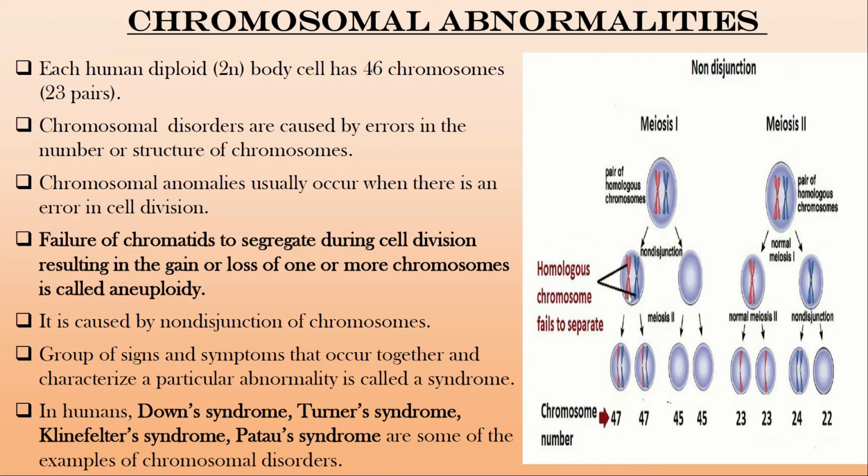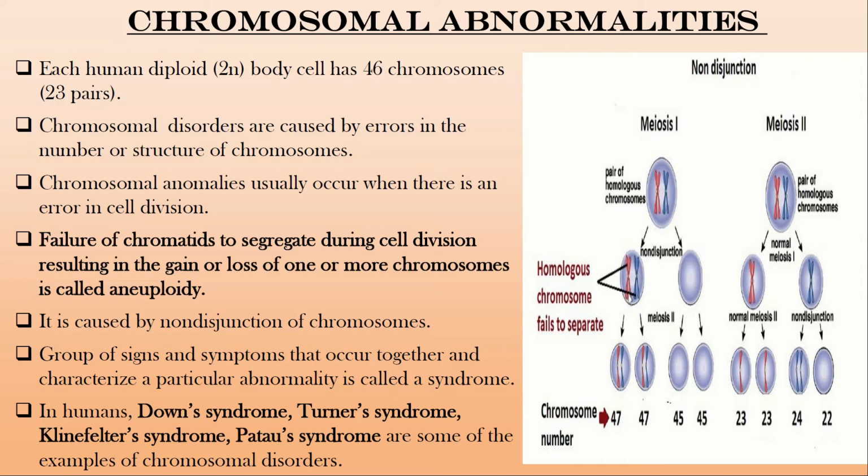Chromosomal abnormalities. Every human being's diploid cell will have 46 chromosomes, that is 23 pairs. The chromosomal disorders are caused by errors in the number as well as the structure of the chromosomes. Chromosome abnormalities usually occur when there is an error in the cell division. So failure of the chromatids to segregate during cell division, resulting in the gain or loss of one or more chromosomes, is called aneuploidy.